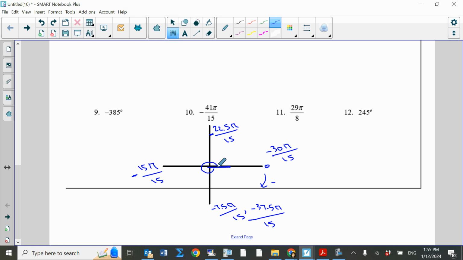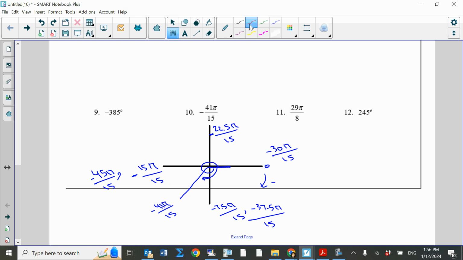So we have to continue moving. If I continue moving to this point, we will add another 7.5 to 37.5, which is going to be negative 45 pi over 15. Now I know that my angle should be somewhere between negative 37.5 and negative 45 pi. So it's almost maybe here. This is negative 41 pi over 15.